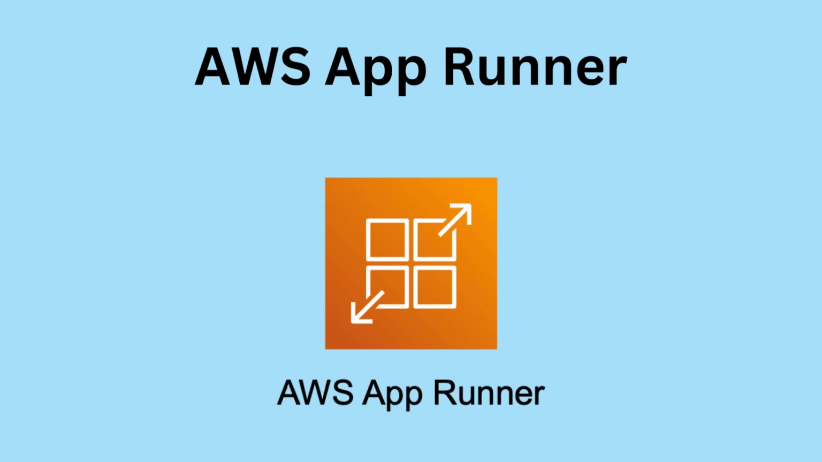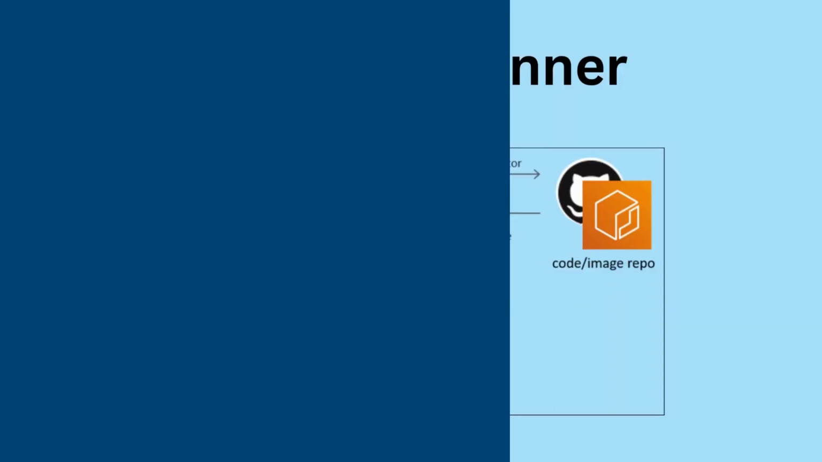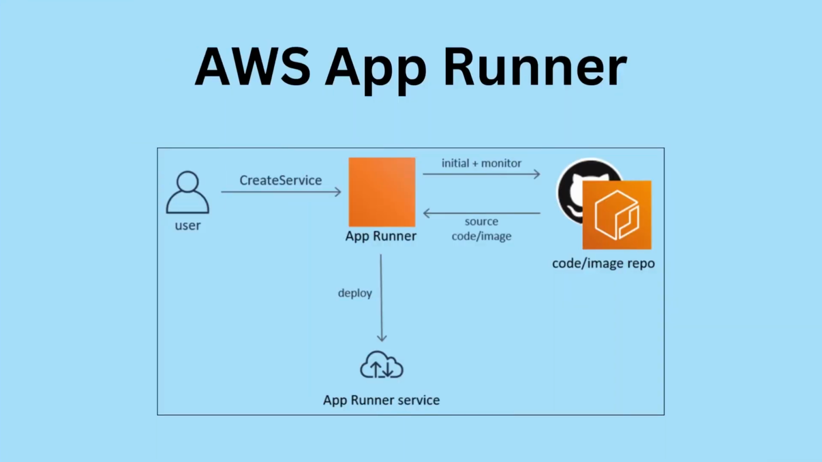AWS AppRunner is a fully managed service that makes it easy to build, deploy, and scale containerized applications quickly. With AppRunner Compute Domain, you can simply provide your source code or container image, and AWS takes care of the rest, automatically building and running your application in a secure, scalable environment.